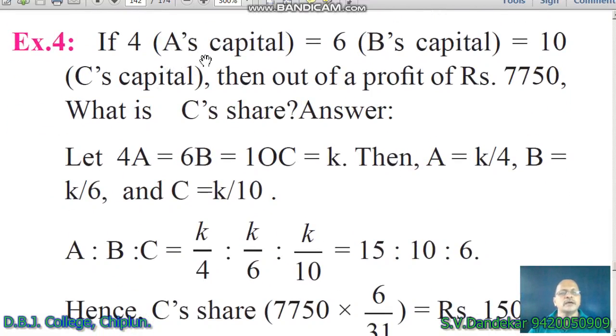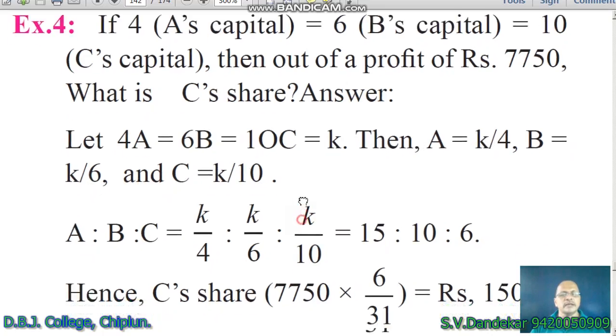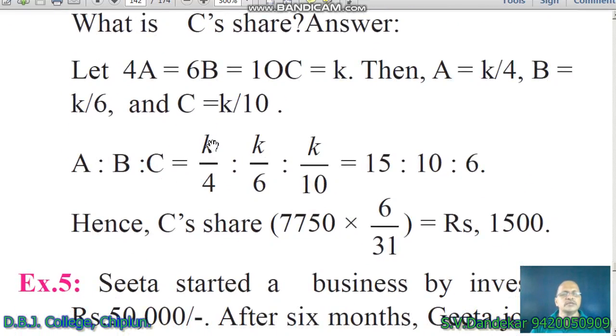If 4 times A's capital equals 6 times B's capital equals 10 times C's capital, then out of the profit of rupees 7,750, what is C's share? Say 4A equals 6B equals 10C equals K, and therefore A is K by 4, B is K by 6 and C is K by 10. So A is to B is to C is equal to K by 4 is to K by 6 is to K by 10.